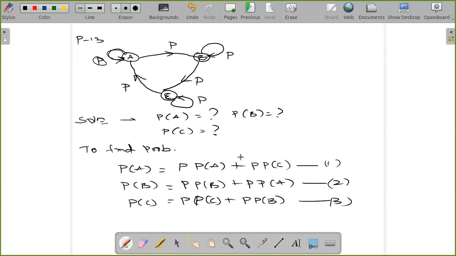So these equations should be written based on entering states. These equations are written based on entering states, right? Is that clear?